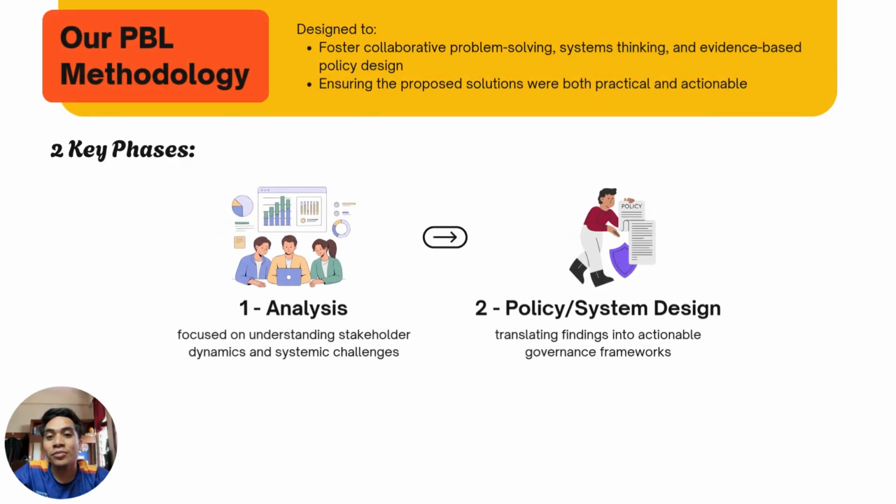Moving on, this is our methodology for our PBL, which we designed to foster collaborative problem solving, systems thinking, and evidence-based policy design. This is to ensure that our proposed solutions were both practical and actionable. In the middle, there are the two key phases that we chose for our project. The first one is the analysis, where we focus on understanding stakeholder dynamics and systemic challenges. And the second one is the policy and system design, where we translate our findings into an actionable governance framework.